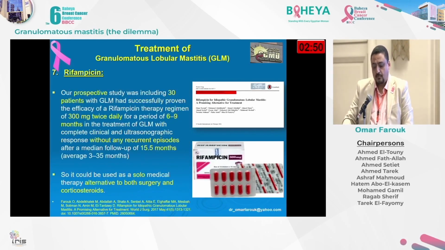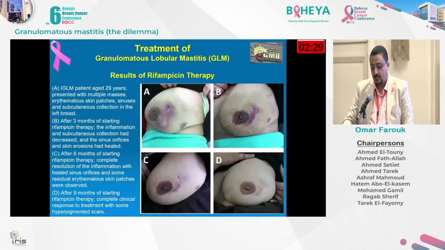Our prospective study included 13 patients, proving the efficacy of a rifampicin regimen of 300 milligrams twice daily for a period of 6 to 9 months without any recurrent episodes, so it could be used as a solo medical therapy alternative to both surgery and corticosteroids. We have many cases this year. I think the number reaches more than 150 patients treated totally with rifampicin.